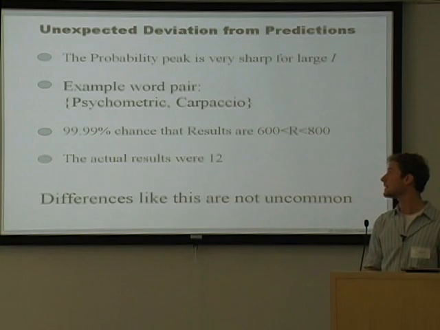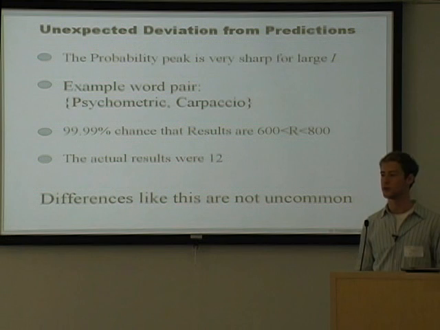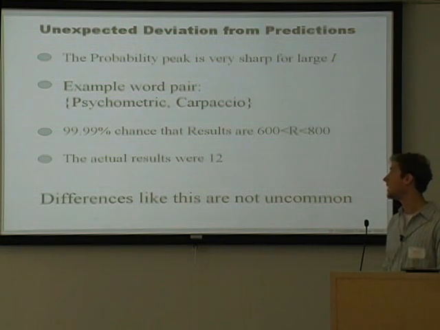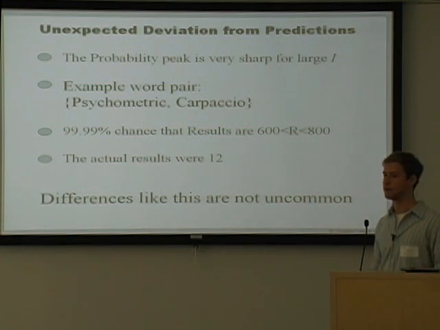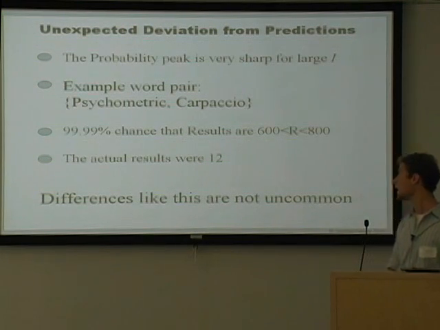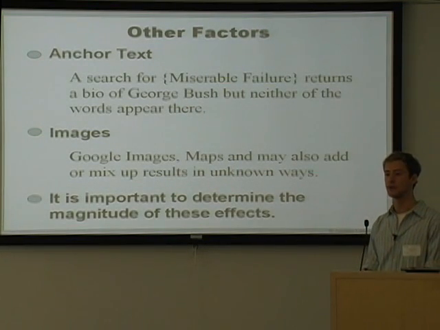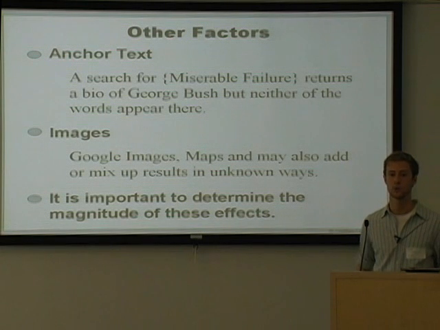To emphasize that point, I picked an example here that has a 99.99% probability that the results will be between 600 and 800. While if you put those words into a Google search, then you'll get only 12. And that's actually not uncommon, that you'll have a really high probability of results being somewhere, and they're somewhere completely different. So to explain this, we actually have to go back to our assumption that the number of Google hits is actually the number of pages that those words appear on.